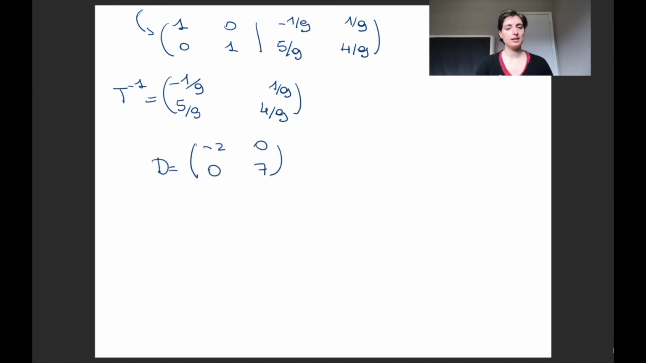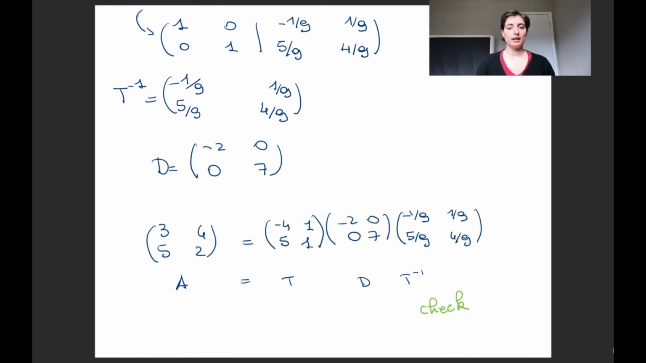So we have D, that is the matrix with the eigenvalues on the diagonal. So D is -2, 0, 0, 7. And we have the formula that A is equal to T times D times T to the -1. And I'd like you to check this out. So we have written A as 3, 4, 5, 2, T is -4, 1, 5, 1, D is -2, 0, 0, 7, and T to the minus 1 is -1/9, 1/9, 5/9, 4/9. Check it out.